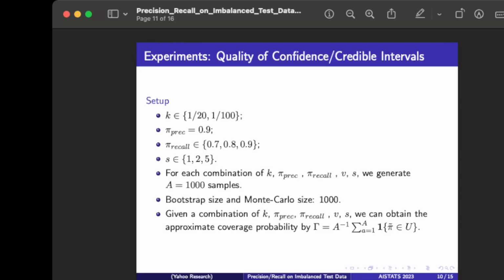For each combination of these parameters, we generate 1,000 samples. And the Bootstrap size and the Monte Carlo size is also 1,000. So given a combination of all these parameters, we can compute the approximate coverage probability.